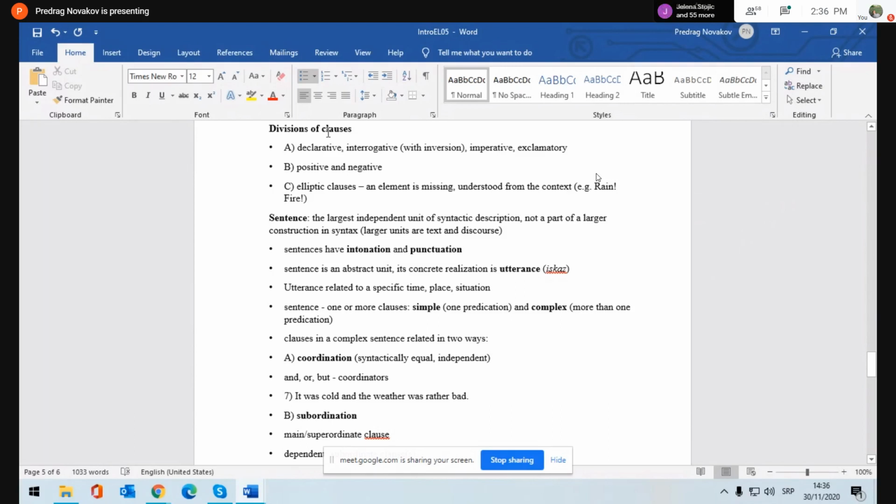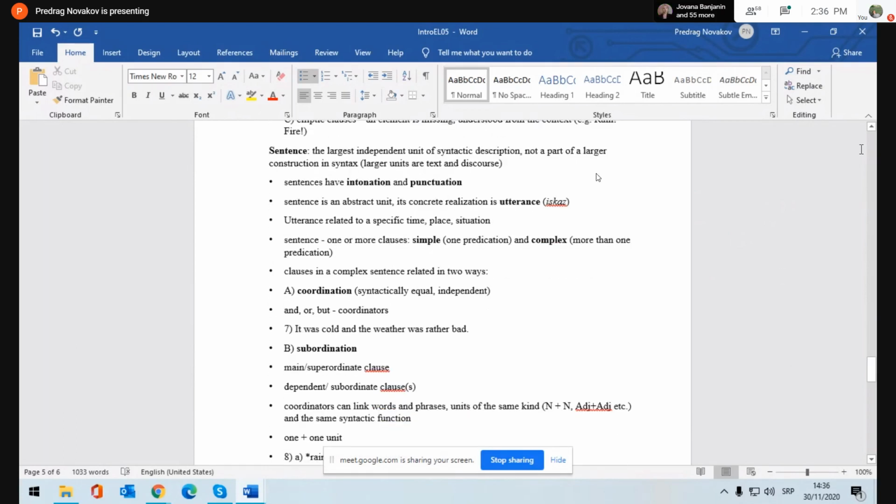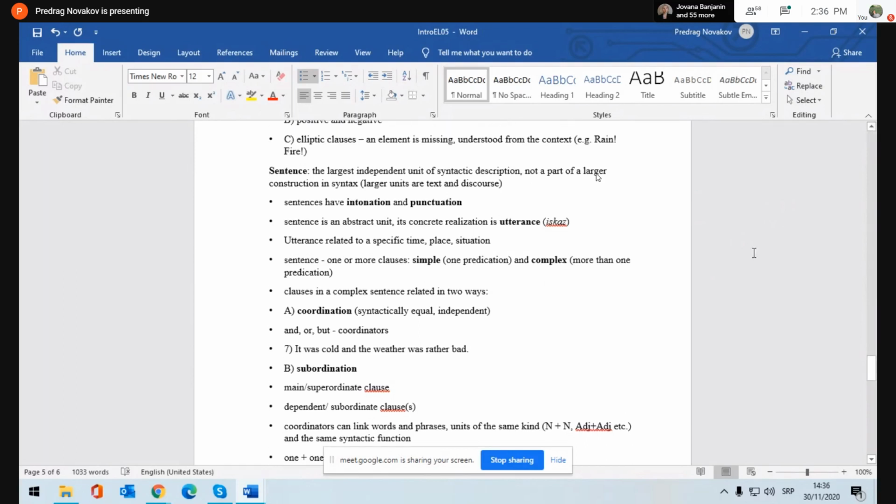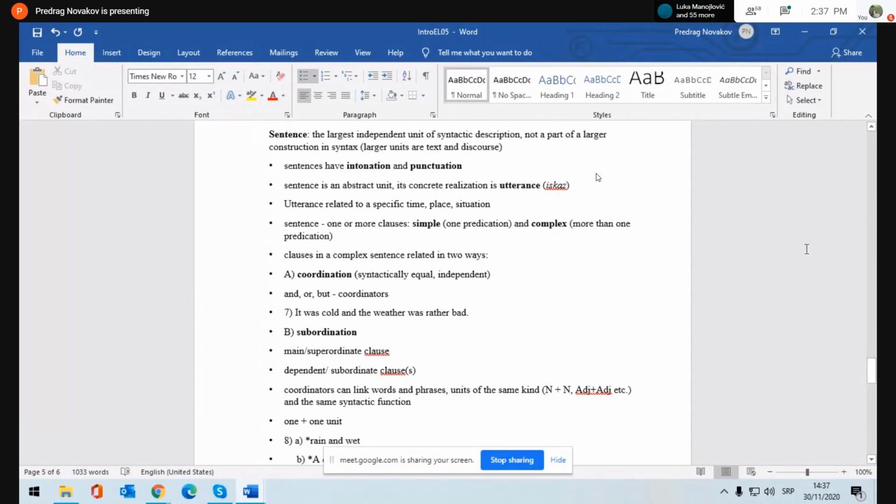And the third in this first group of divisions is elliptic clauses. You already know this, I believe, from secondary school or elementary school grammar. This means that an element is missing. It is understood from the context, like "Rain!" or "Fire!" with an exclamation mark. This is elliptic because we have just one noun. We do not have the predicate. The full sentence would be "Rain is falling" or "Fire is burning" and so on. This is relatively easy. Now let's go back to the sentence again.